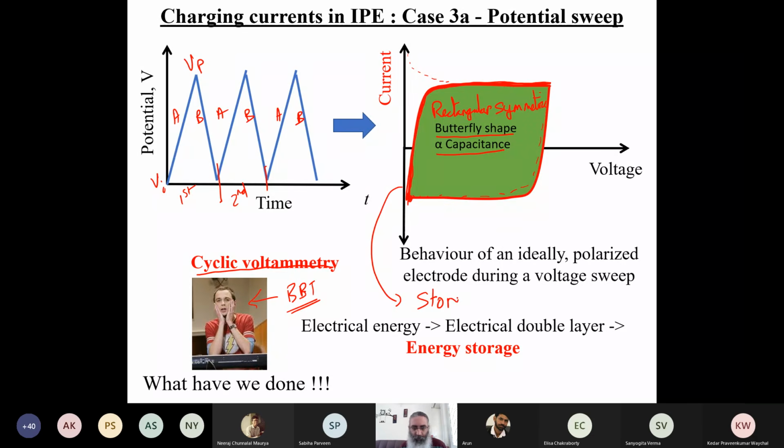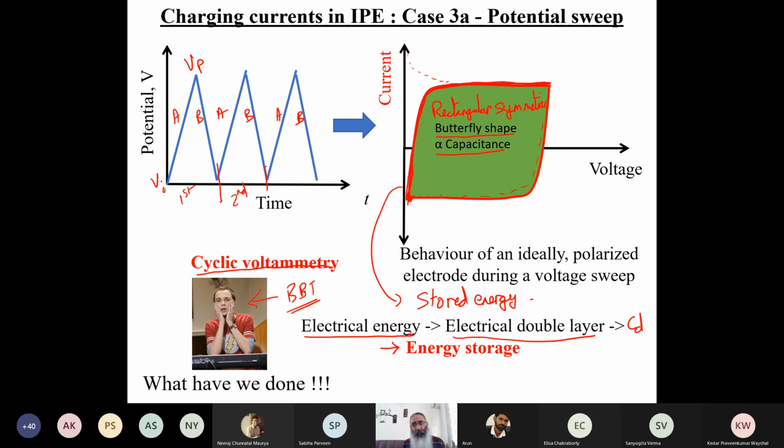Stored energy. And what is this energy stored of? This is electrical energy. The input signal is the electrical energy that you are giving to the system, and that at the interface forms the electrical double layer, giving rise to capacitance. See the double layer capacitance, which in turn is equivalent of storing electrical energy in the form of double layer.